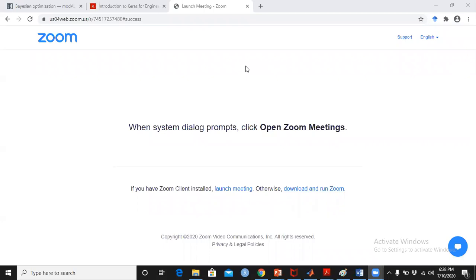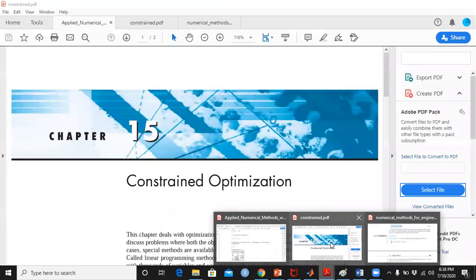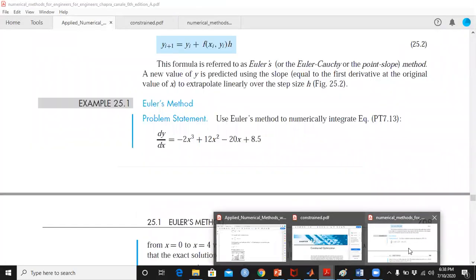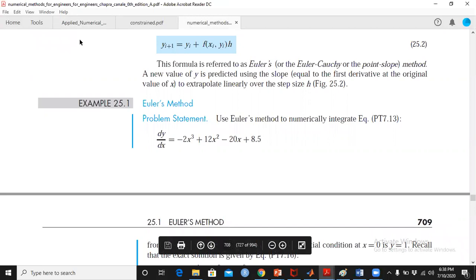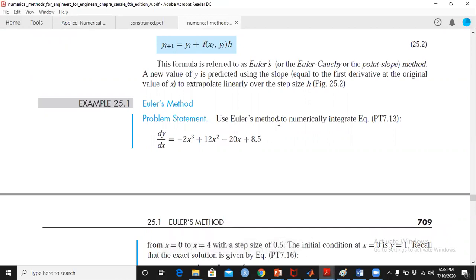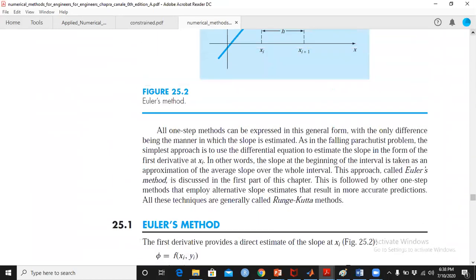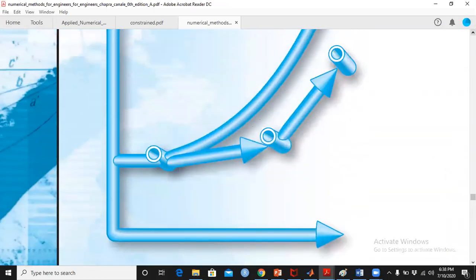Right, hello students. Today we will discuss Euler's method. It is used for numerical differentiation. We will follow chapter number 25, page number 727 of the book by Stephen C. Chapra. Let me show you the front page of this chapter. Here is chapter number 25.